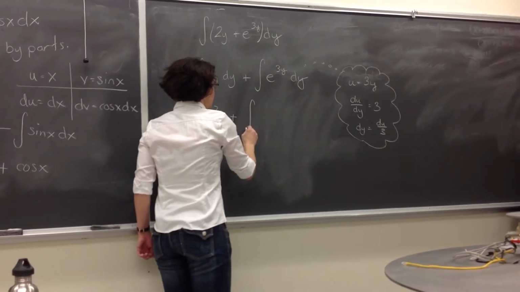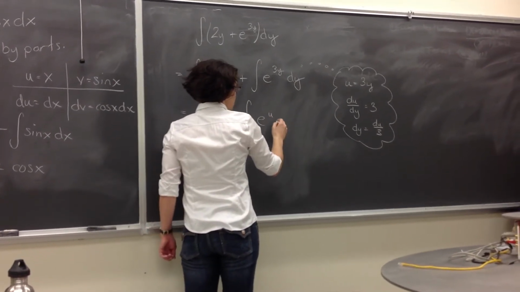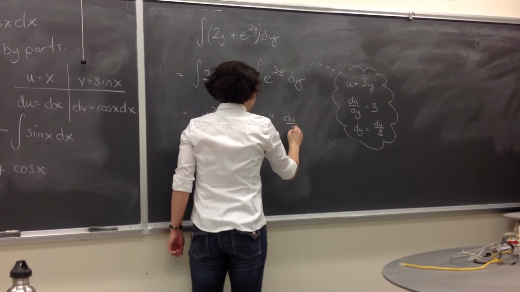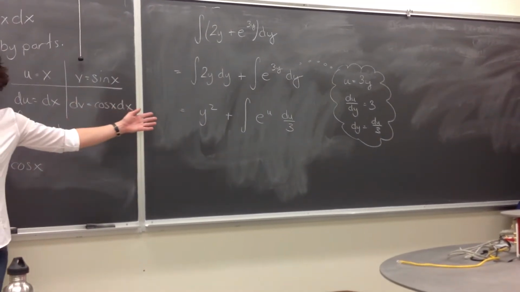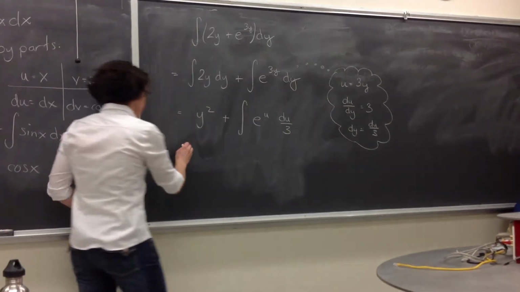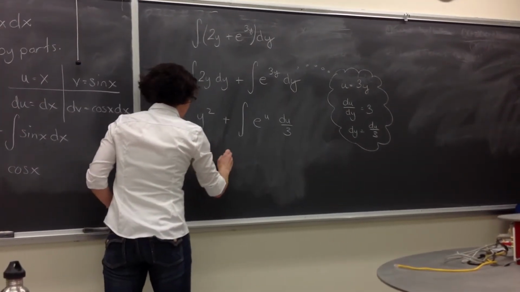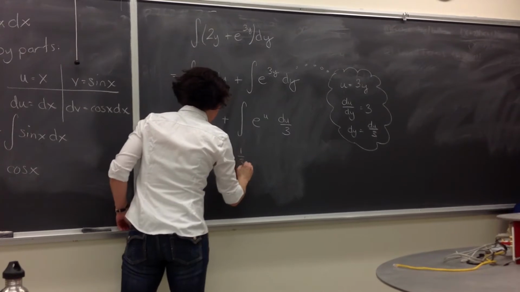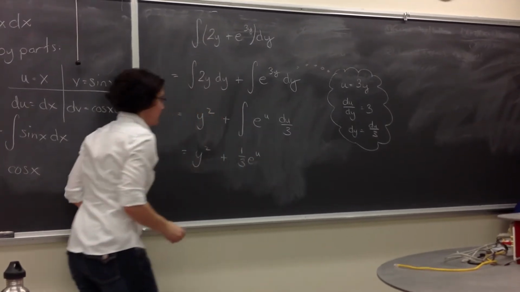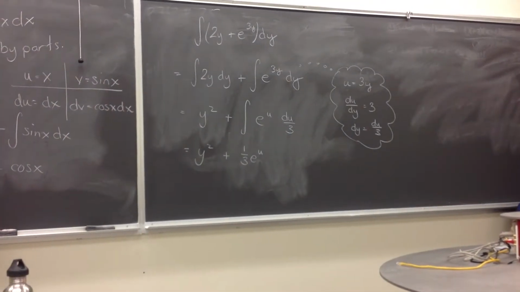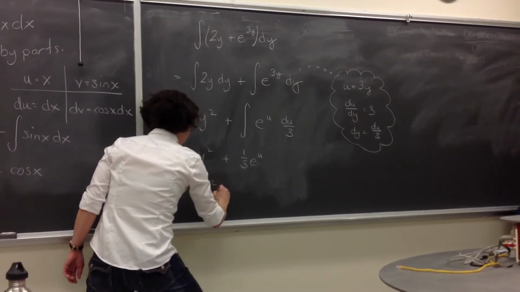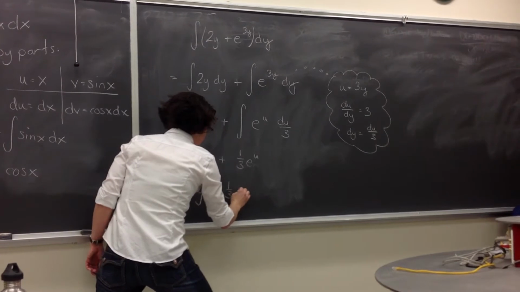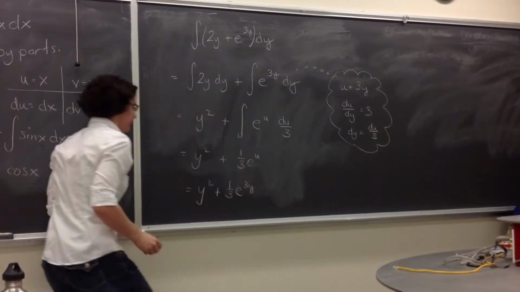And so I end up with the integral of e to the u times du over 3. I can think quickly ahead: I'm going to pull that 1/3 out in the front and take my antiderivative. So I've got y squared plus 1/3 e to the u. And then I can plug back in my u value. So I have y squared plus 1/3 e to the 3y.